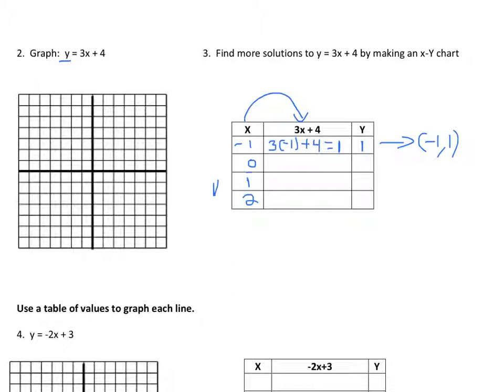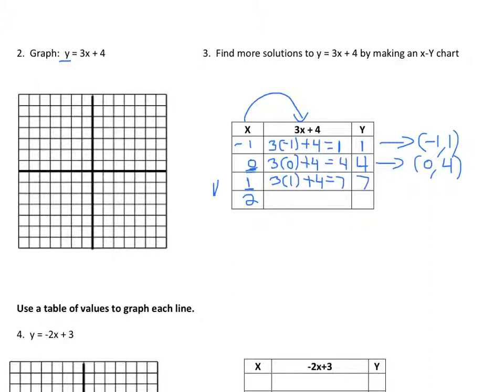Okay, then I'm going to plug in this 0 for x. So it's going to be 3 times 0 and then plus 4. If we evaluate that, 3 times 0 is 0, and 0 plus 4 is 4. So 4 is the y value. So that ordered pair is 0, 4. Okay, then if I plug 1 in, I'm going to have 3 times 1, then plus 4. 3 times 1 is 3, and 3 plus 4 is 7.